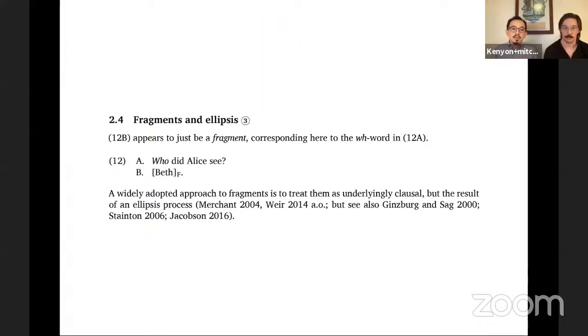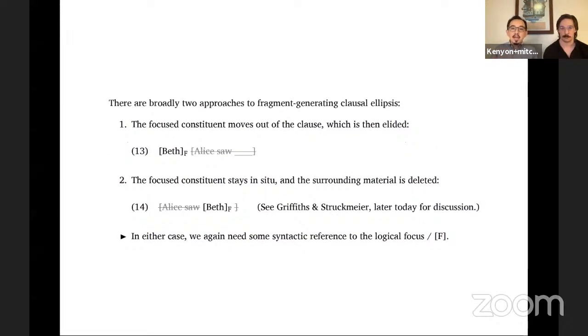The third empirical phenomenon is fragments. So we know that fragments can be interpreted as if they have their corresponding clausal interpretation. And in fact, a widely adopted approach to fragments is to actually treat them as underlyingly clausal, but having undergone ellipsis. Now, under this widely adopted approach, there are broadly 2 sub-approaches. One involves movement of the focused constituent and then deletion of the clause, or another type of approach where the focus stays in situ and we somehow delete the surrounding clause. We'll hear a lot more about that later today. But in either case, we need to have some syntactic reference to the logical focus.